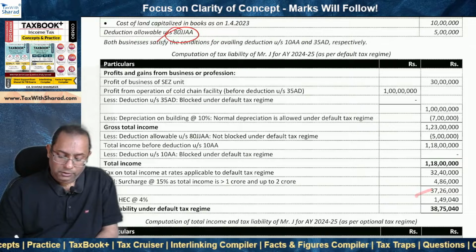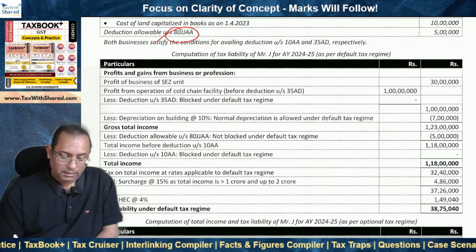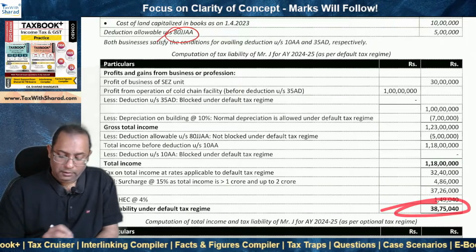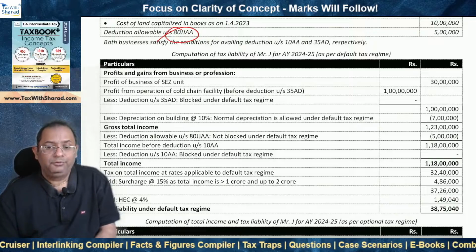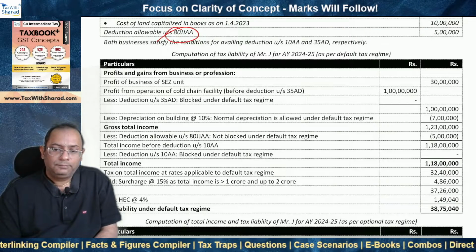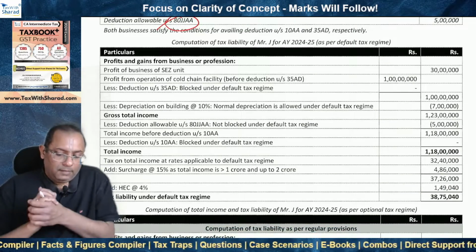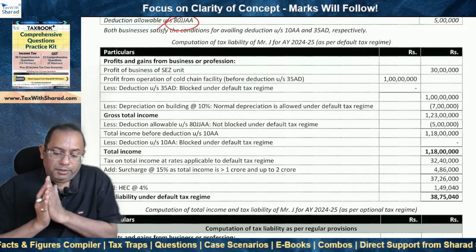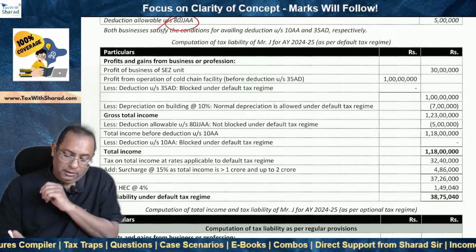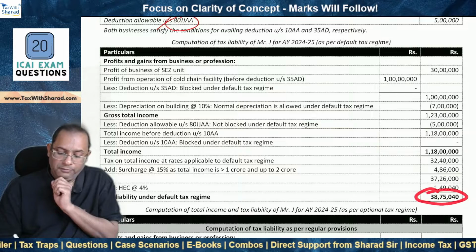This is the balance on which you apply 4% cess, and this is the tax liability under the default tax regime: 38,75,040. So this is how you make the computation under the default tax regime, and the amount that you get is 38,75,040.